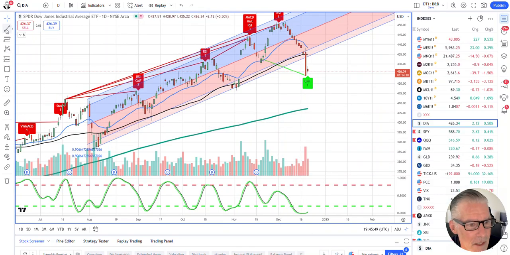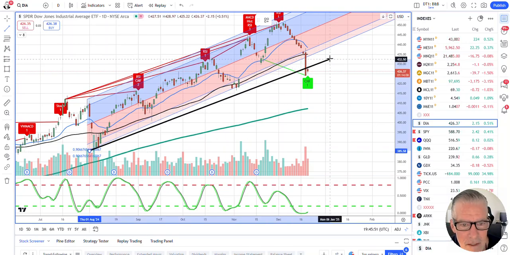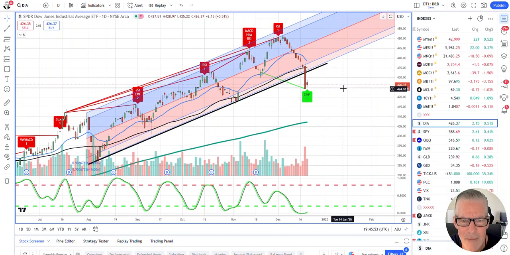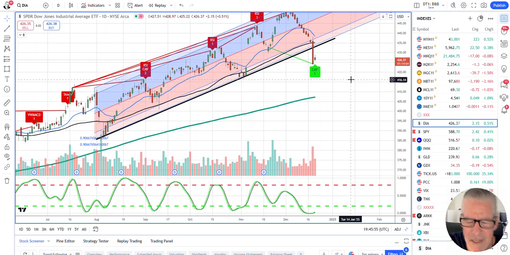Let me get my line on here. We did break that trend line right there. And what happens when you break that trend line is that it doesn't necessarily mean we're going to keep going down. We are still in an uptrend, but more likely we're going to start to see a trading range develop, consolidation that would take us into the first quarter of next year.